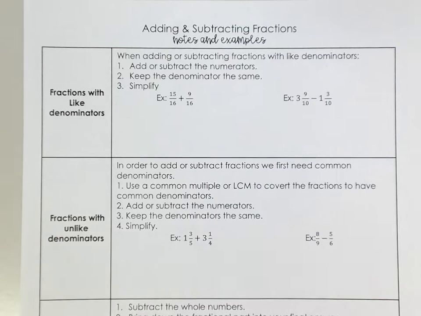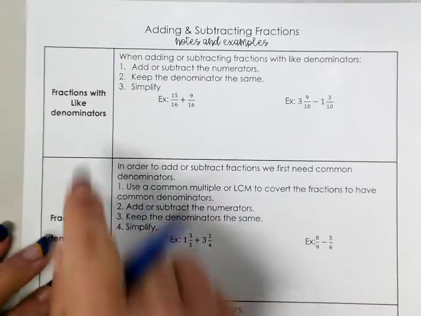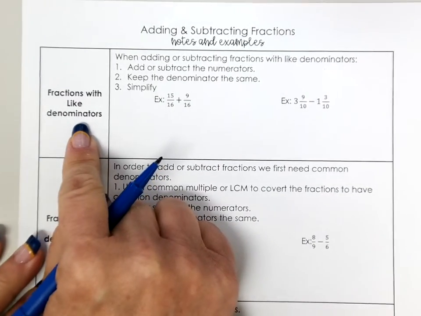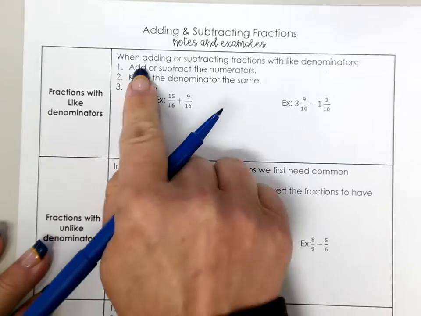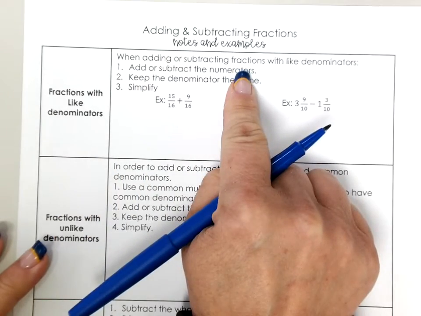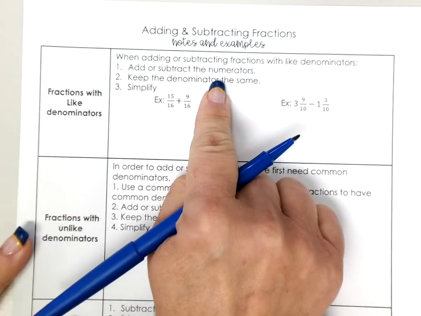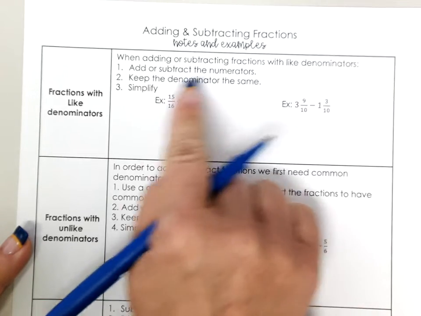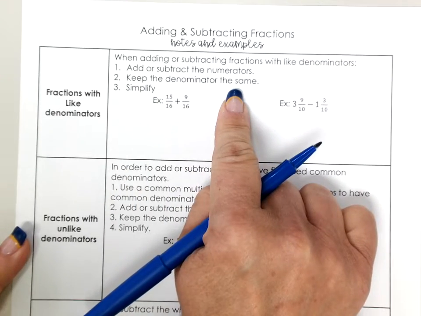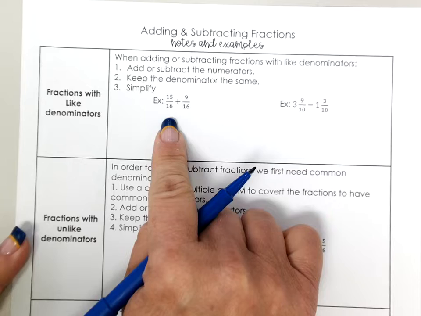All right, we're going to review adding and subtracting fractions before we get to the negative fractions. First we have the fractions with like denominators, which we've already covered. When adding and subtracting fractions with like denominators, you'll add or subtract the numerators. You only add the top numbers. You keep the denominator, or the bottom number, the same, and then you always want to simplify.